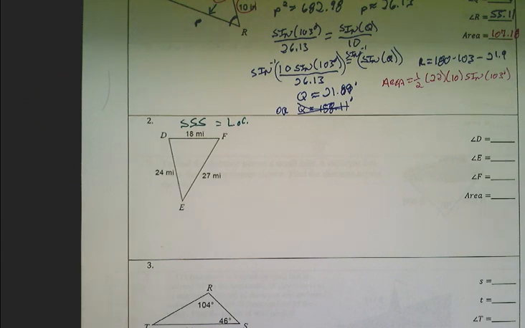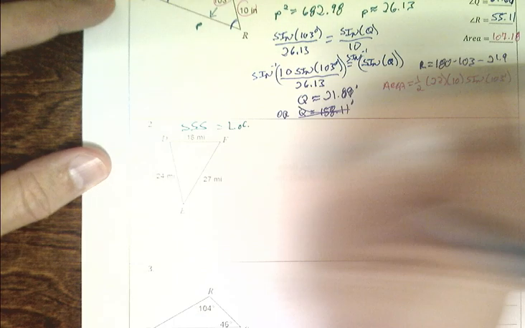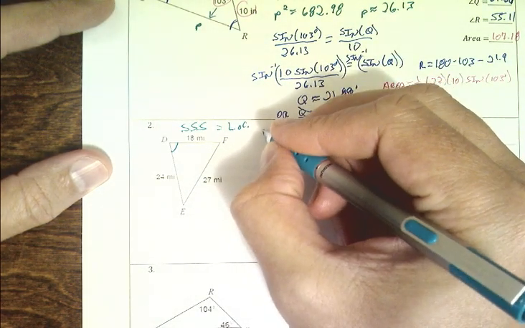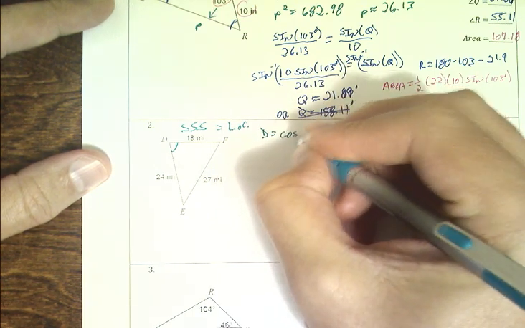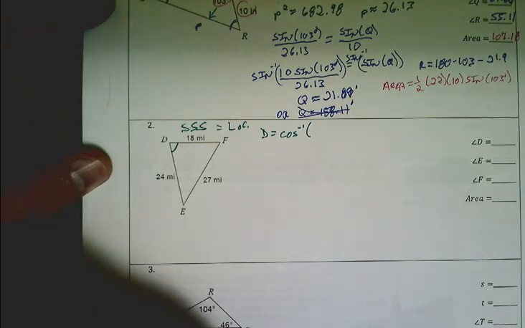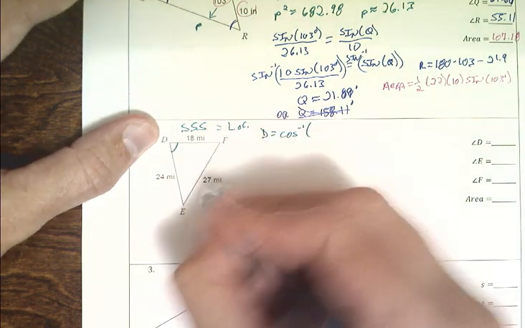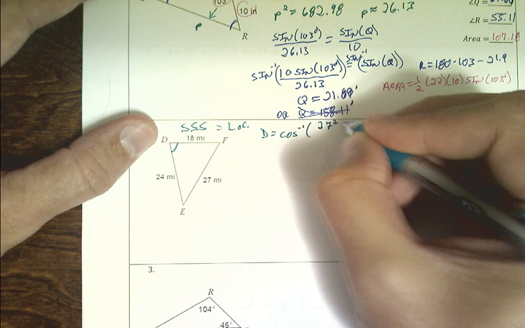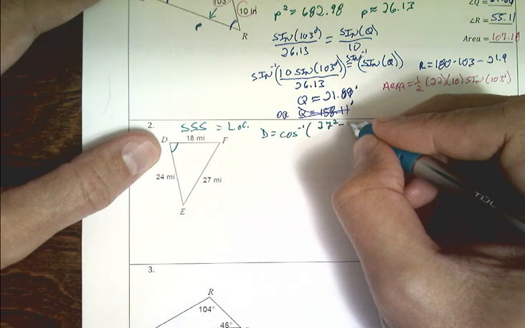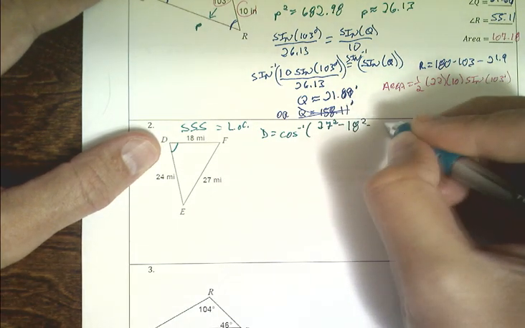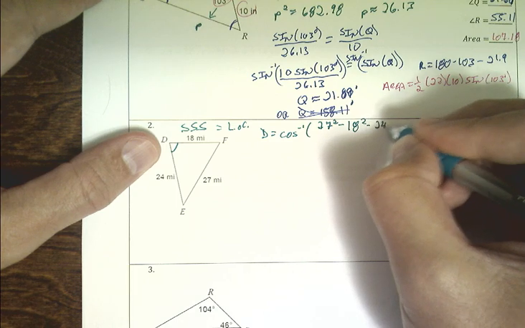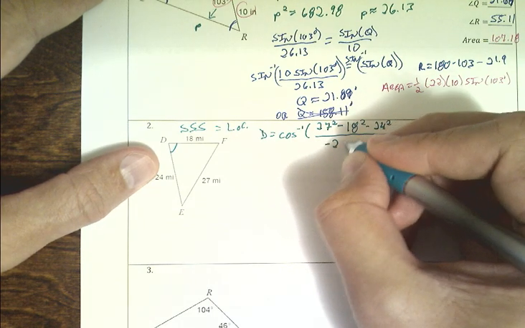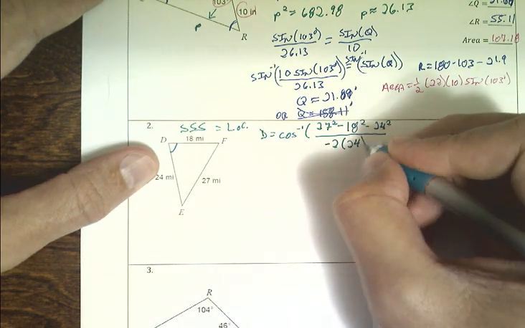So we can pick any of these angles. Let's just start from the top. I'll pick angle D first. So we know that D is equal to the inverse cosine of the opposite side of D squared, so 27 squared minus, and then these can be interchanged, 18 squared minus 24 squared over negative 2 times 24 times 18.